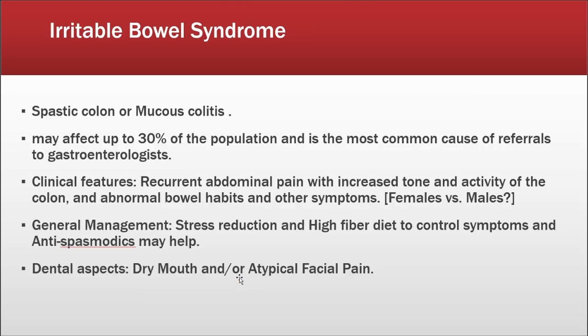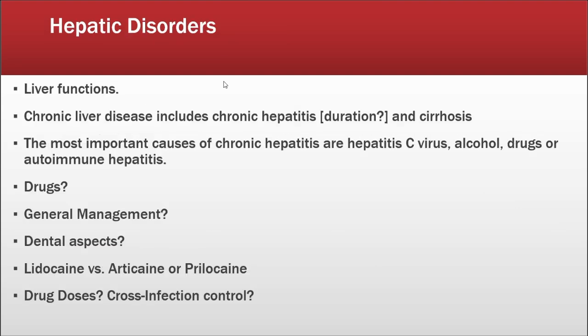Now, irritable bowel syndrome, or what we call spastic colon or mucus colitis. It may affect up to 30% of the population, and it's the most common cause of referrals for gastroenterologists. Now, clinical features usually are recurrent abdominal pain, increased tone and activity of the colon, abnormal bowel habits, and other symptoms. It's more common in females. We ask the patient to reduce the stress and have a high fiber diet. Patients might complain of dry mouth or atypical facial pain.